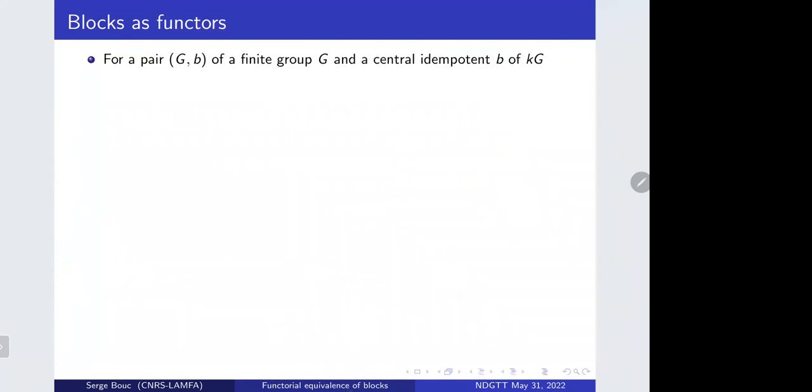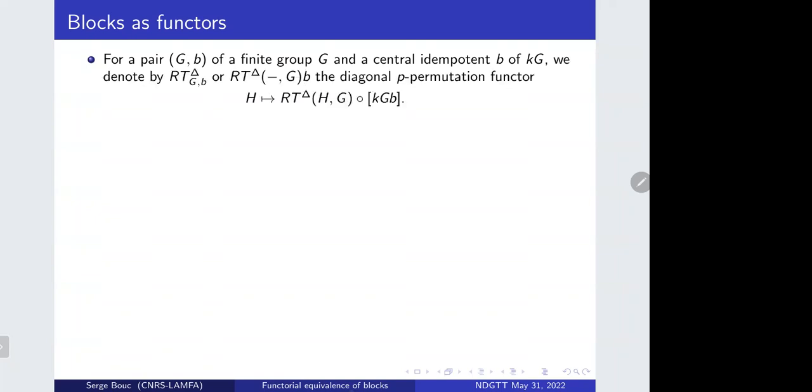So if we have such a pair, again, we can consider the functor that we denote by RT^δ_{GB}, which is obtained by precomposing the representable functor on the right with this idempotent. That is, it maps a group H to RT^δ(H,G) composed with this idempotent kGB. In other words, it is the set of morphisms from G to H in the category which factor through this idempotent, or equivalently, which are invariant by right composition with this idempotent.